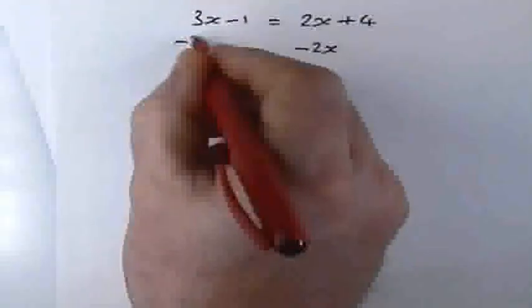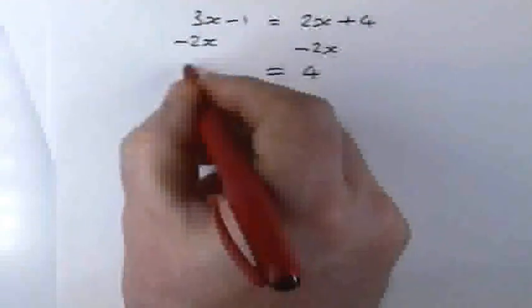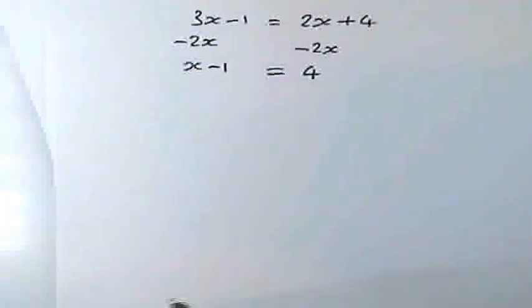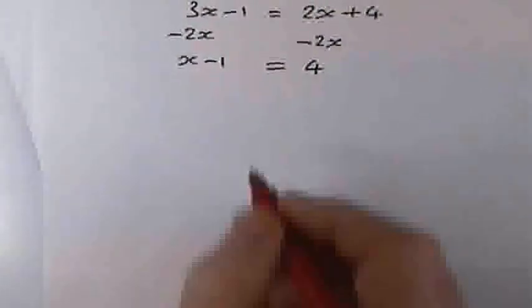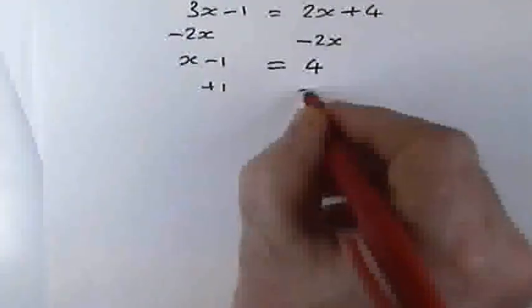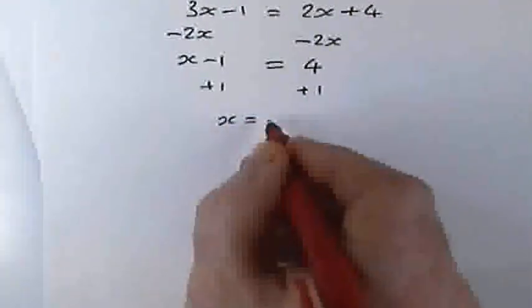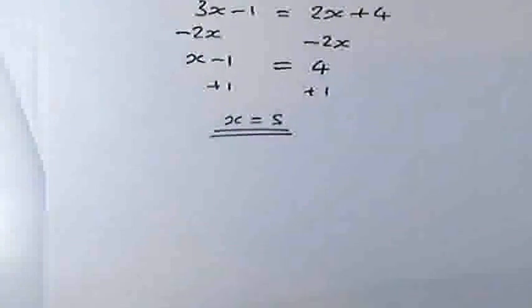But I've also got to take away 2 x's from that side, so that gives me x take away 1 on that side. So now I add 1 to both sides, and I get x is equal to 5. That's it.